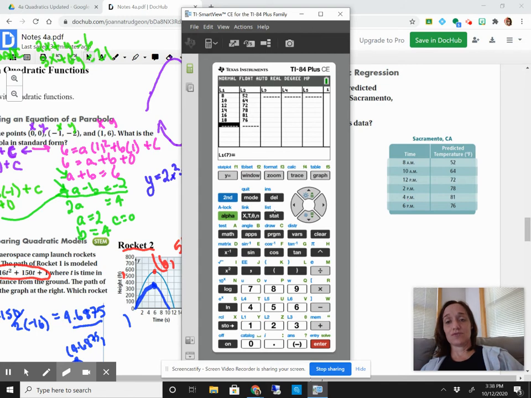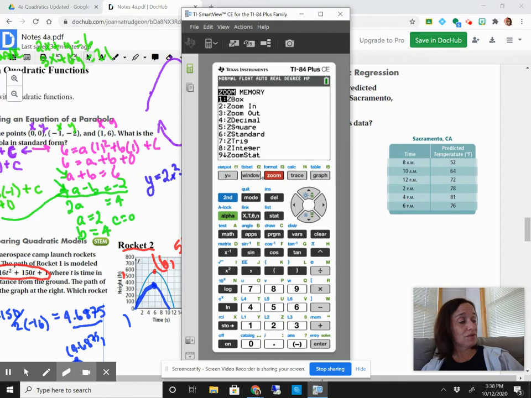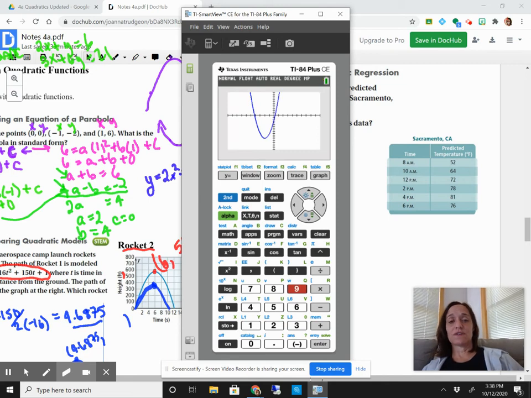Now I'm going to do what we did with linear regression last year, is we can hit zoom stat, and these directions, by the way, are there on the side of your notes. I can hit number 9. This will size the data. Now you're like, I just hit that, and my parabola that I did earlier is there, and that's not right. And this is what you need to do.